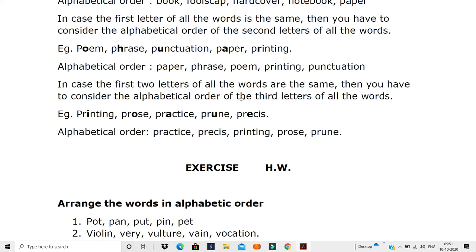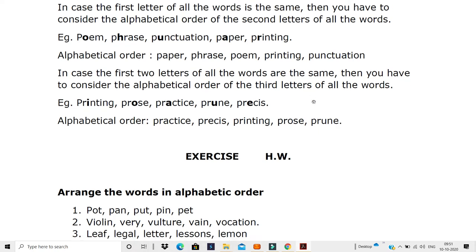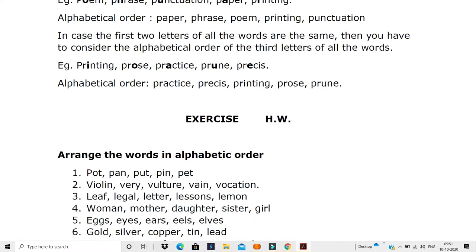Arrange the words in alphabetical order. Pot, pan, put, pin, pet. Violin, berry, vulture, vein, vocation. Leaf, legal, letter, lessons, lemon. Woman, mother, daughter, sister, girl. Now in this all are different, so you look at the first alphabet. Over here also the first alphabet is the same, first two alphabets are the same, so you look at the third. Here the first is the same, so you look at the second alphabet. Here also the first alphabet is same, so you will see the second alphabet.